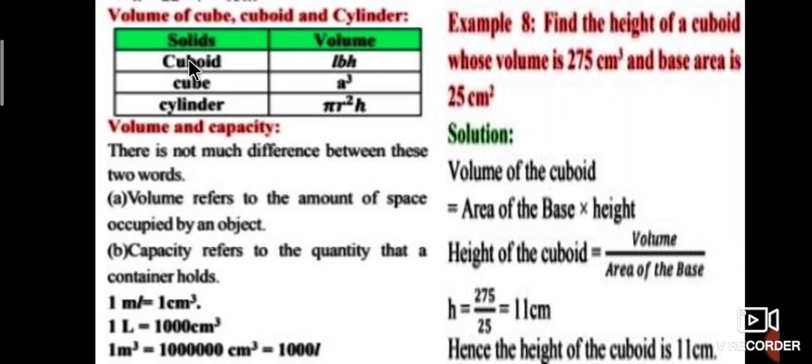Next problem. The volume of cube, cuboid and cylinder. The volume of cuboid is equal to length into breadth into height. The volume of cube is equal to side into side into side, considering the side as a, that is a cube. The volume of cylinder is equal to pi r square h.